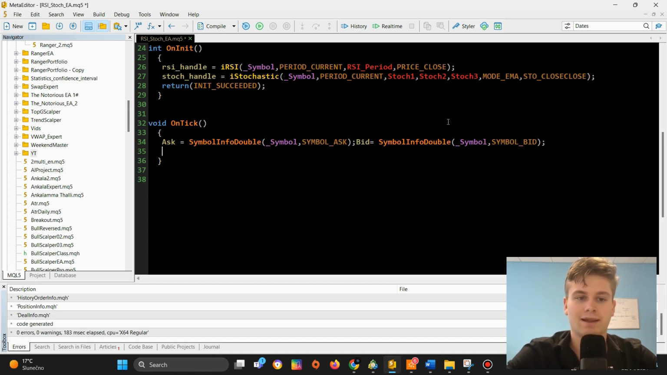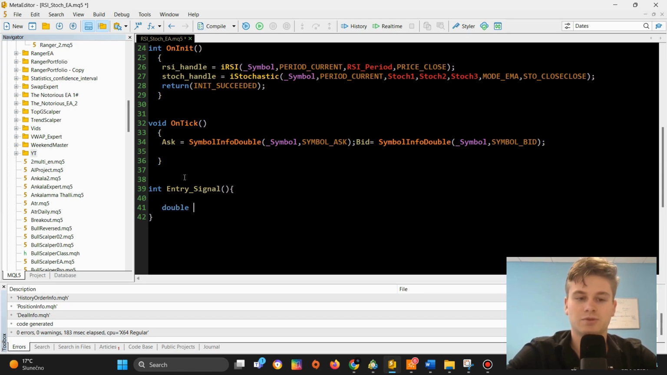So now let's create a function down below which will serve as a signal generating function. It will be of type integer, because it will return different integers based on the signal. For a buy signal it will be integer 1, for a sell signal integer 2, and if there's no entry signal then it will return 0. So EntrySignal, and it won't require any positional arguments.